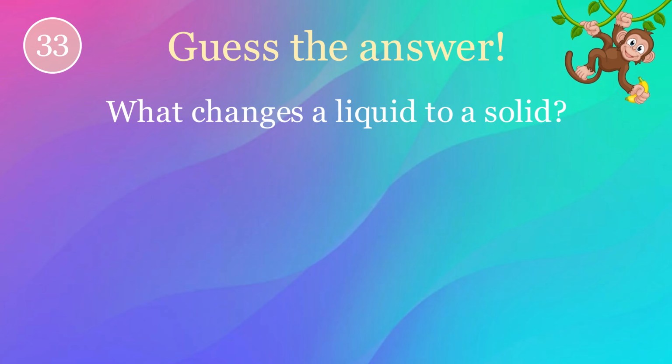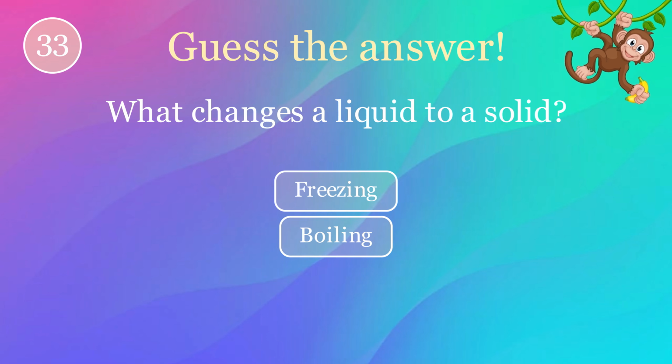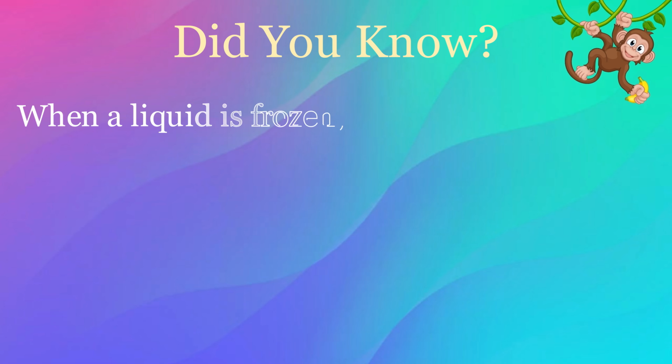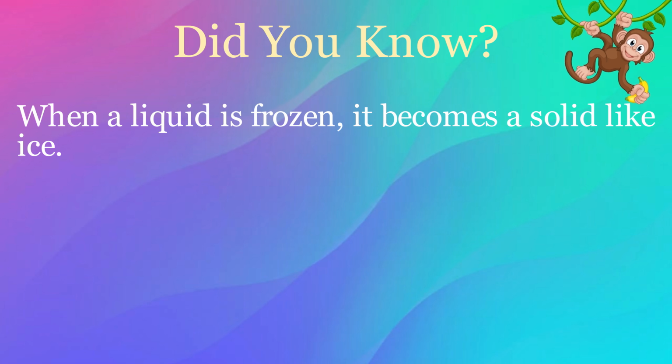What changes a liquid to a solid? Freezing. Boiling. Evaporating. The correct answer is freezing. Here's an interesting fact. When a liquid is frozen, it becomes a solid like ice.